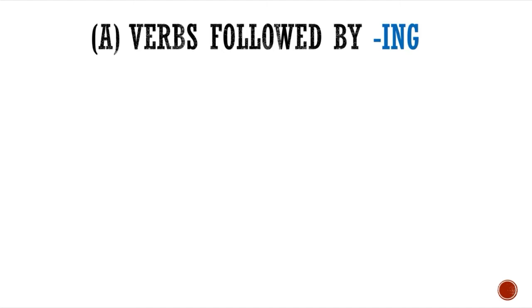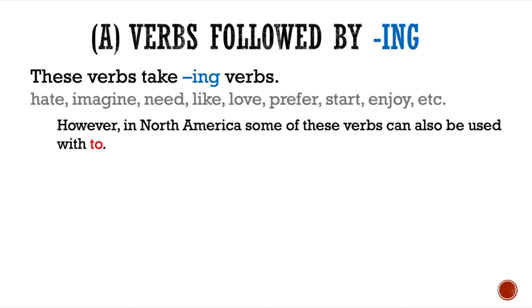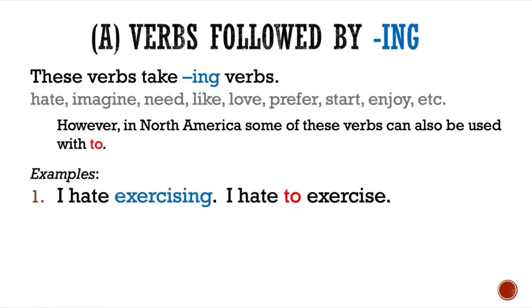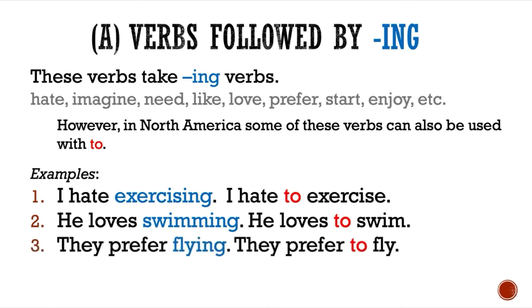A. Verbs followed by ing verbs. These verbs take ing verbs: hate, imagine, need, like, love, prefer, start, enjoy, etc. However, in North America, some of these verbs can also be used with to. Examples: I hate exercising. I hate to exercise. He loves swimming. He loves to swim. They prefer flying. They prefer to fly. There is a change in meaning, but let's not get into that.